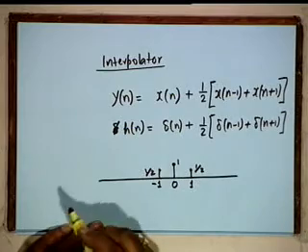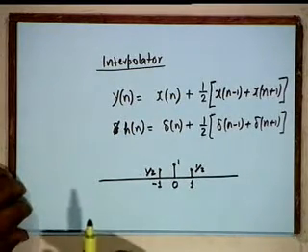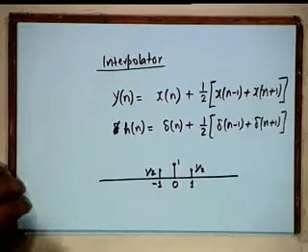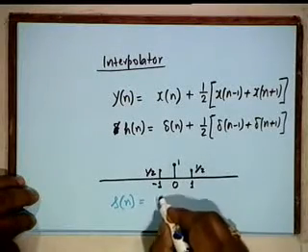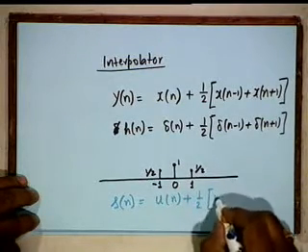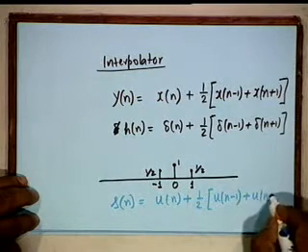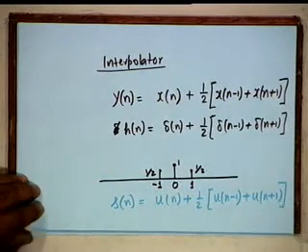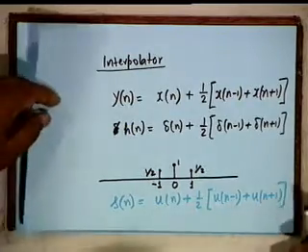Okay? This is what its impulse response looks like. It is interesting to find out what its unit step response would be. Unit step response S of n is equal to u of n plus half u of n minus 1 plus u of n plus 1. Okay? Let us see what this means.